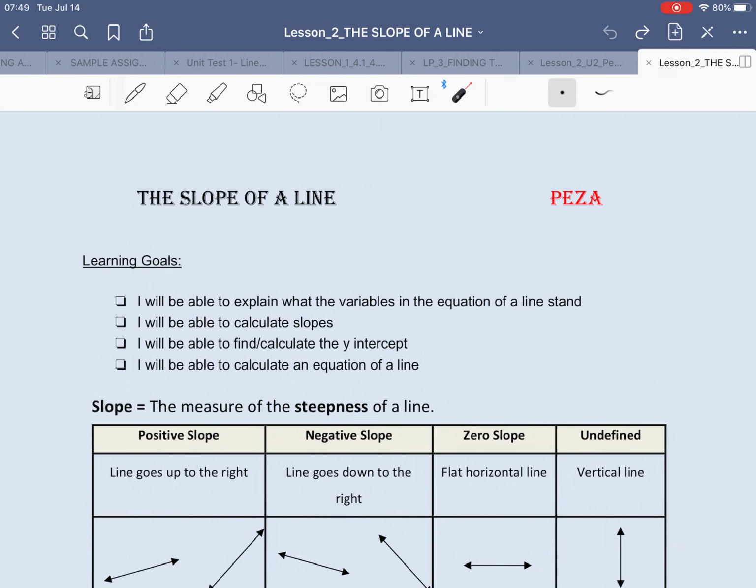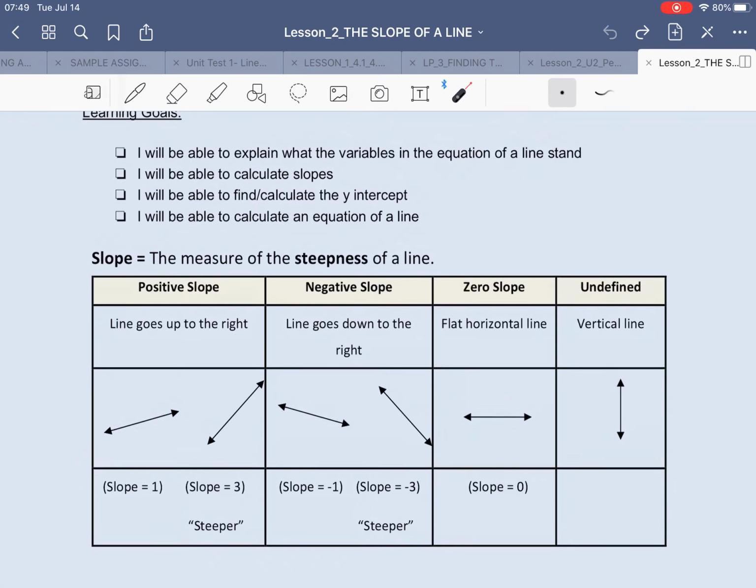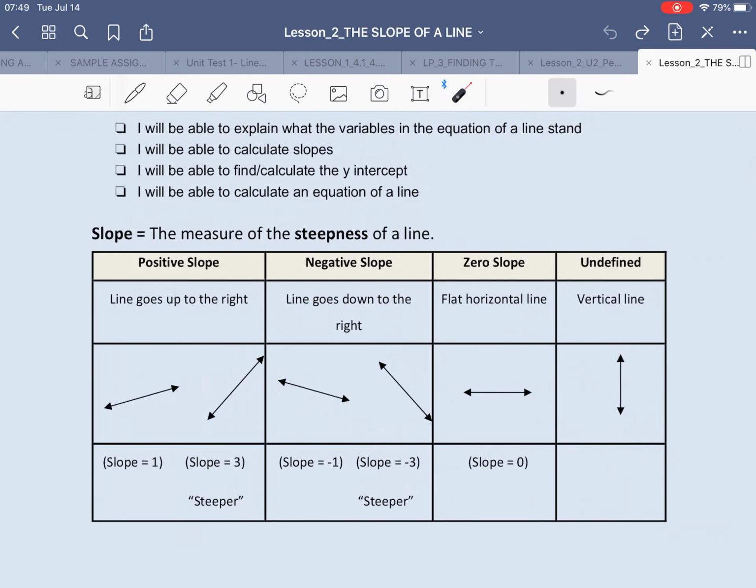Hello and welcome. In today's lesson, we'll talk about the slope of a line. There are 4 learning goals that we need to accomplish today, but I will go over them once we have learned all of them. We're going to start with the definition of a slope, which measures the steepness of a line.